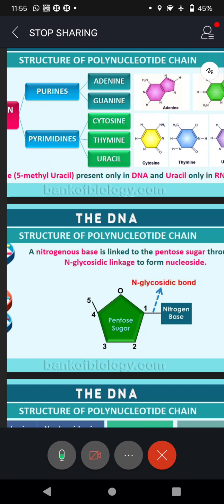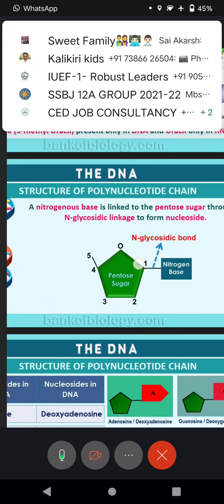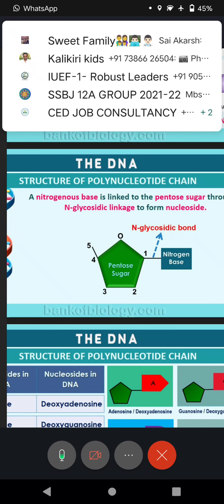Nucleoside: N for nitrogen base, S for sugar. The question is only giving the answer to you. So what is a nucleoside? You know it. N for nitrogen base, S for sugar. Then he is asking to differentiate nucleoside from nucleotide.